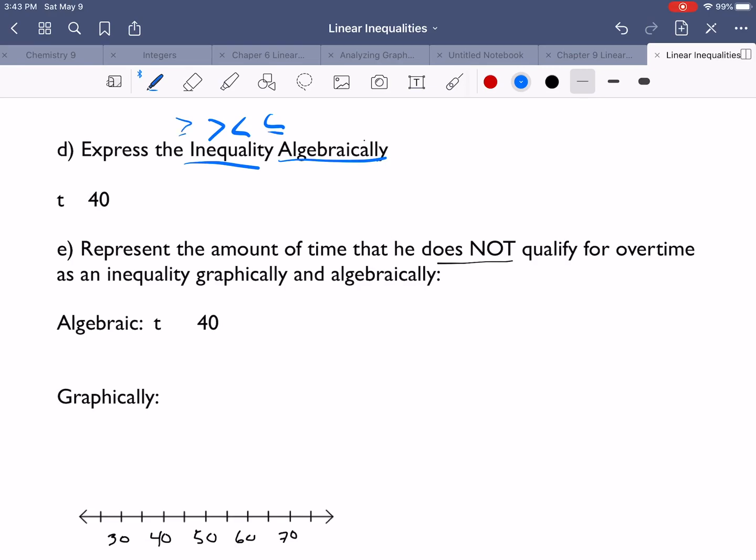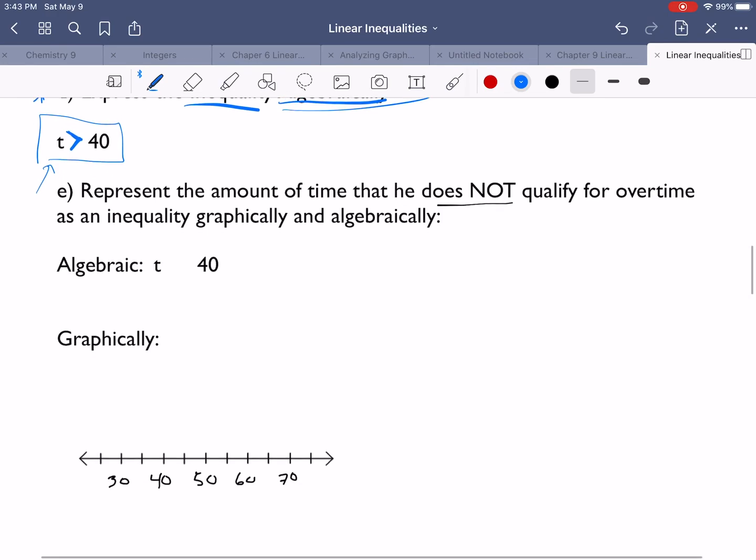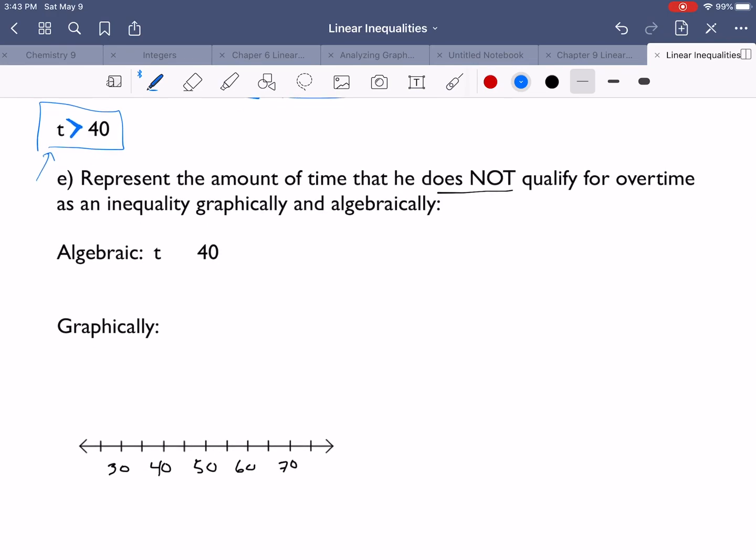So we know that if he works greater than 40 hours, that's how we represent our inequality algebraically. We just use the greater than sign with a variable here. So his time is greater than 40, t is greater than 40. This is normally how we write things, but if the textbook asks you to write it algebraically, that's how you do it. And then represent the amount of time that he does not qualify for overtime.